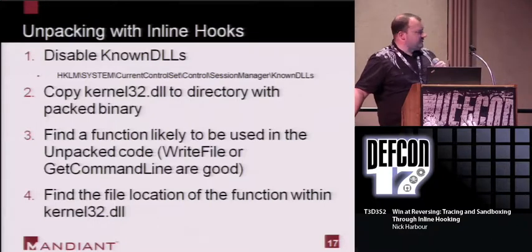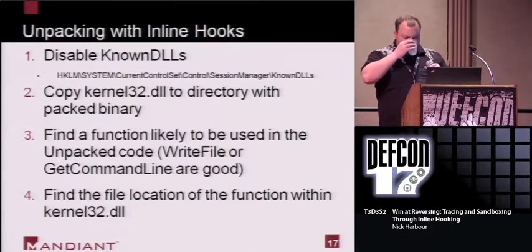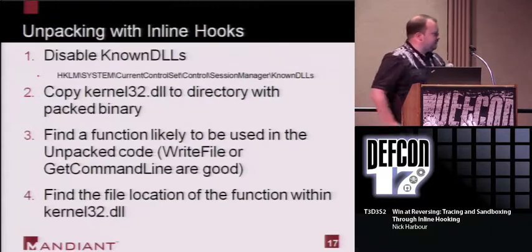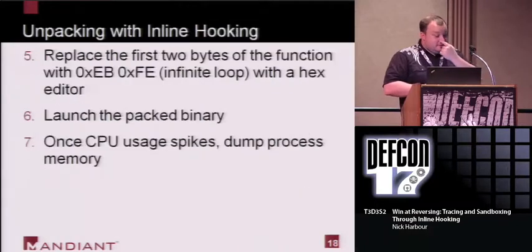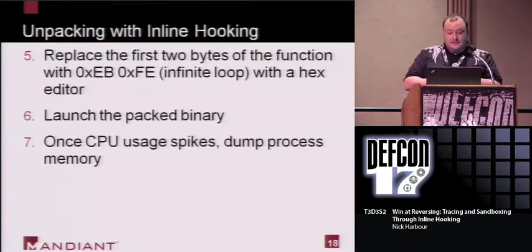Then you've got to find the location of that function within kernel32. I'm talking about the physical location within the file where that function starts. I'm going to omit the details of that process. It's a lot of math and calculating. And once you find where that function actually starts, you just replace the first two bytes with EBFE, which is an infinite loop in Intel. Just do that with a hex editor, and then you launch the packed binary, and as long as it calls that function that you just installed that little hook to, as soon as it hits that function call, the CPU usage spikes, and the process is effectively hung.